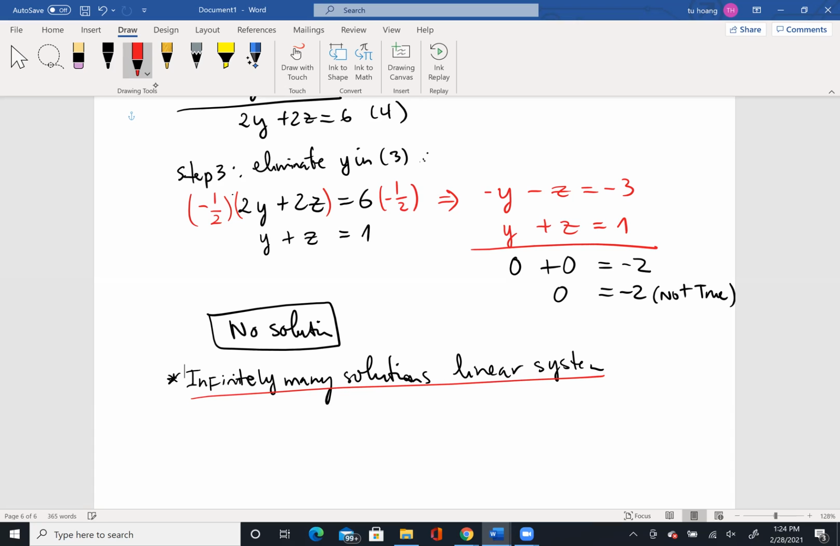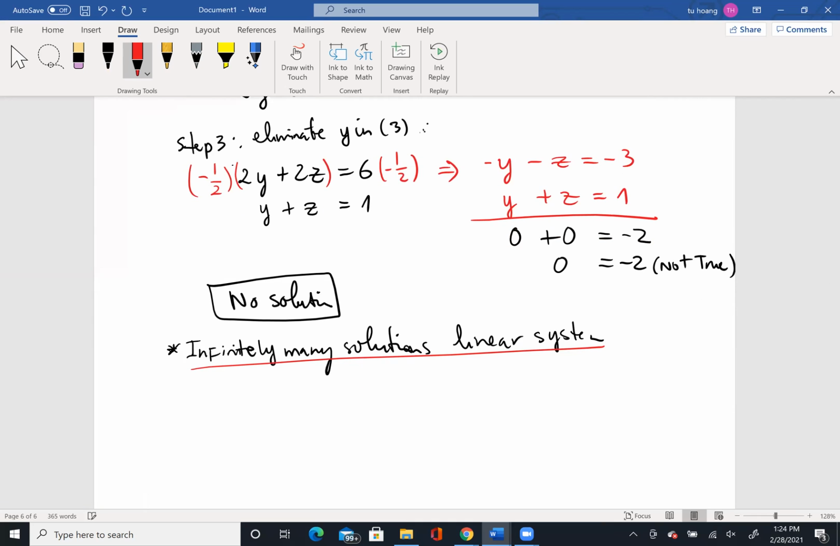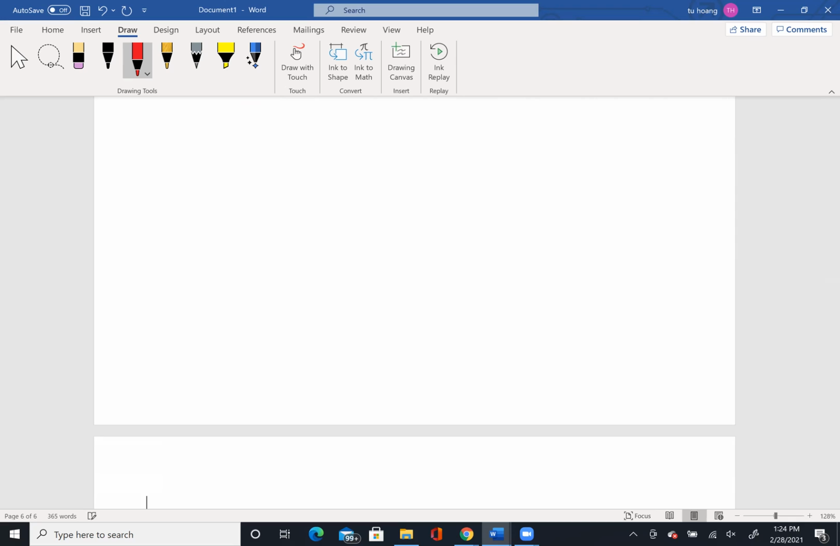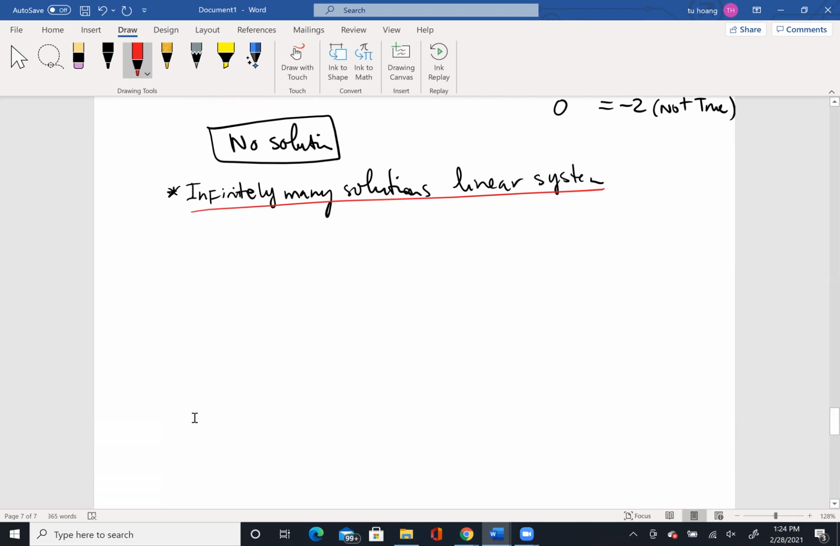And how we can recognize it. So let me have an example for you to see. All right, so let's have x plus y plus z equal to 2, x minus y plus z equal to 4, and 3x minus y plus 3z equal to 10.